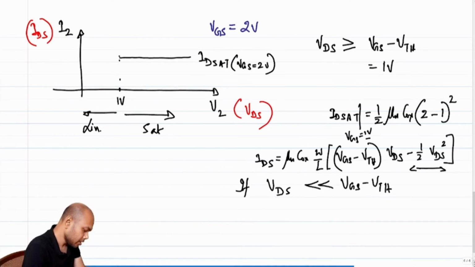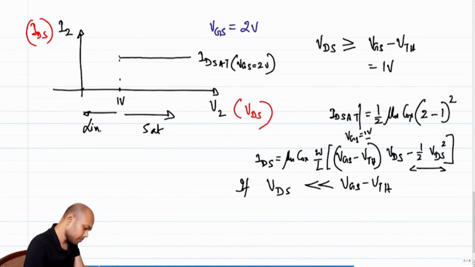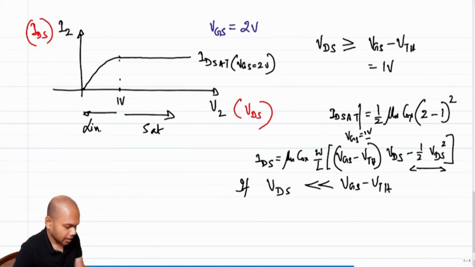So near the origin, this will become a straight line, and the minus half VDS squared term will start to dominate as we go away from the origin towards higher values of VDS. Clearly this is also a parabola, and this will essentially go and merge with the ID set. Okay, so far so good.